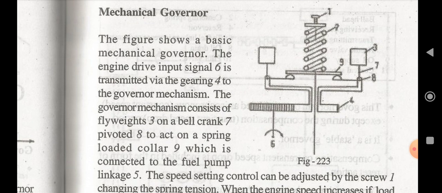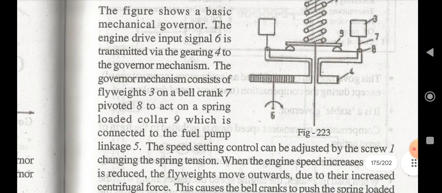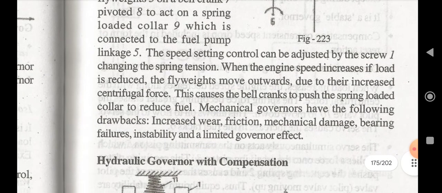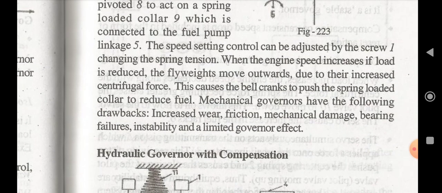The governor mechanism consists of flyweights and a bell crank. These are pivoted to act on a spring which is connected to the fuel pump. The speed setting can be adjusted by the screw by changing the spring tension. When the engine speed increases, if the load is reduced, then the flyweights move outwards due to their increased centrifugal force.